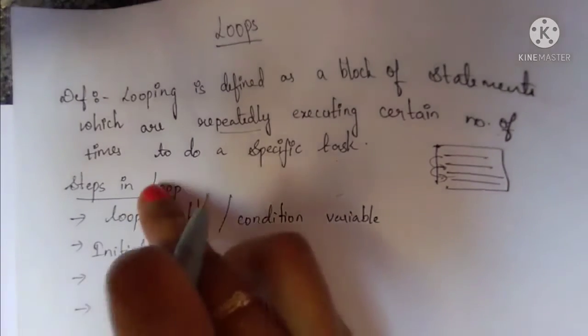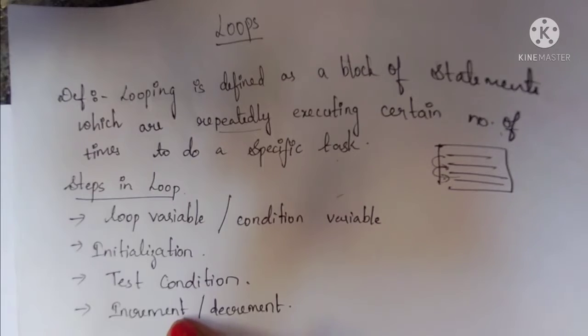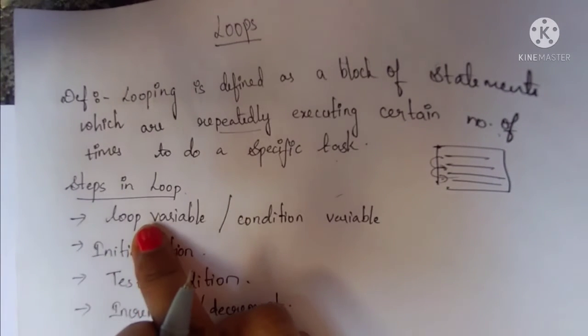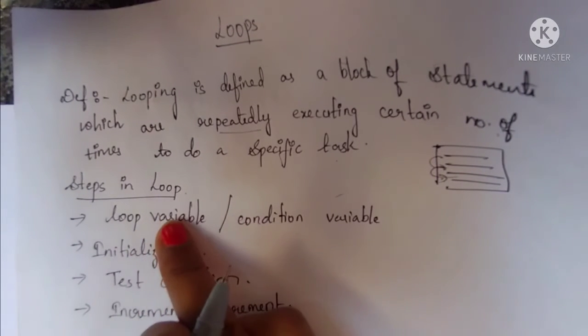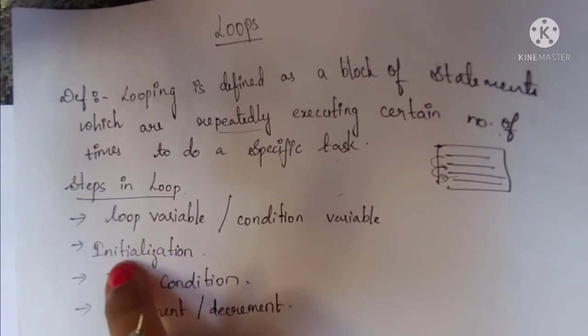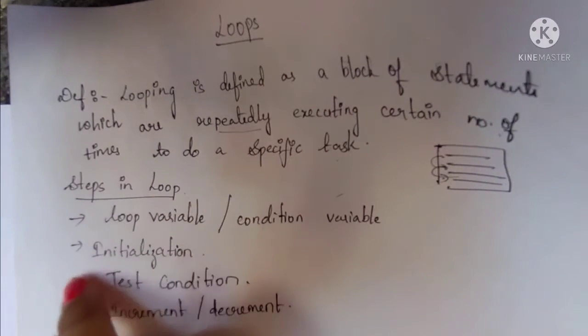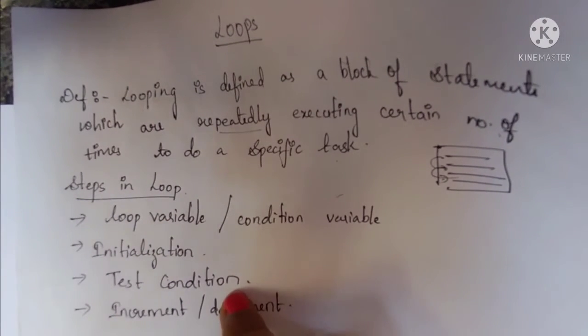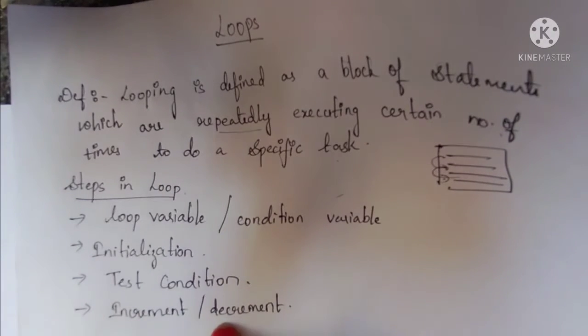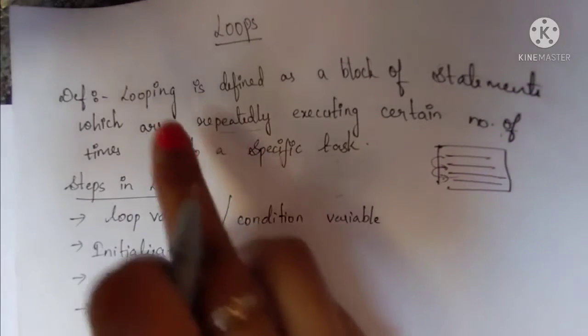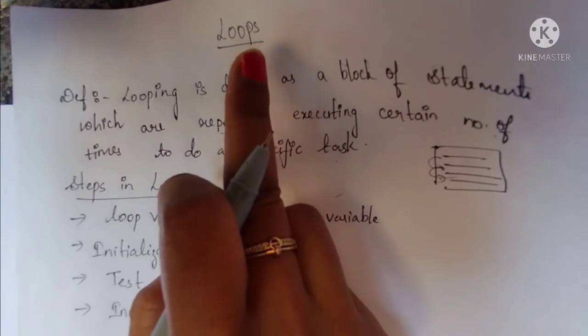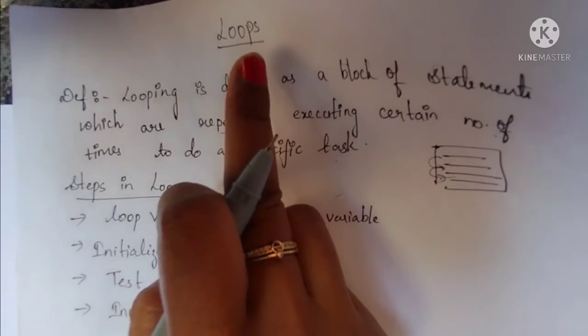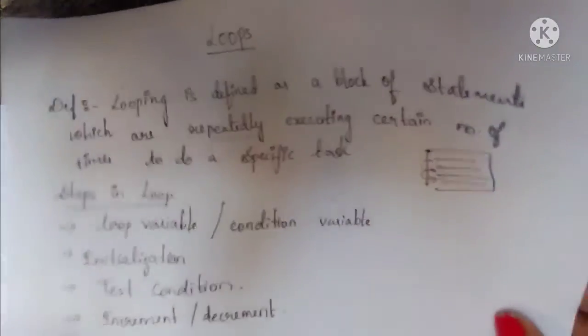So these are the steps you have to follow. First you have to write the loop condition or loop variable. Then after writing the loop, first you have to initialize. Then you have to write the test conditions. Then afterwards you have to write the increment and decrement options. So in this loop statements we have some types. We have 3 types of looping statements here. So what are they? We'll write here.